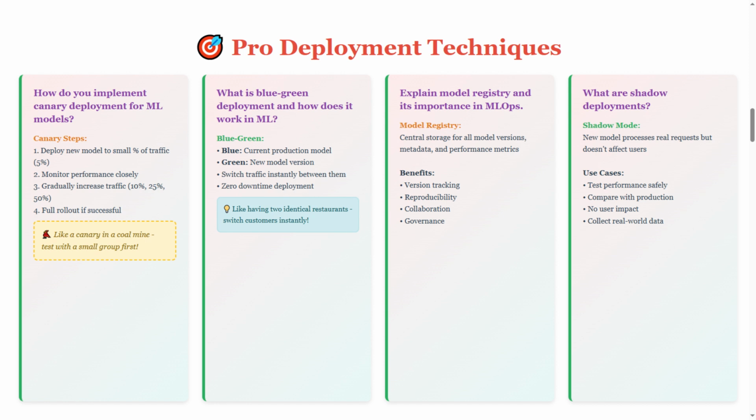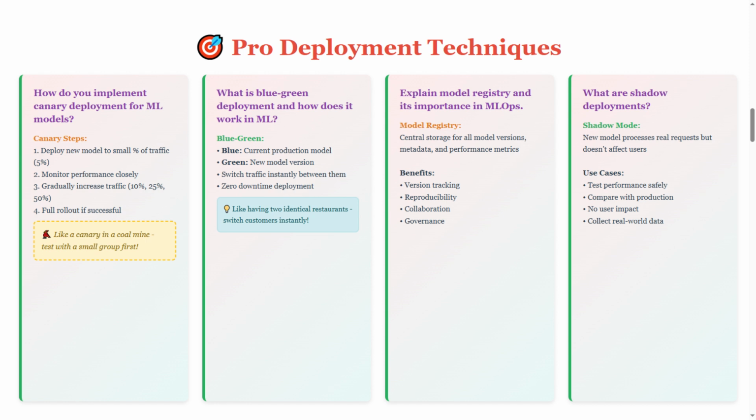Welcome to Pro Deployment Techniques, Advanced Moves for Deployment Masters. First question: how do you implement Canary deployment for ML models? The Canary steps are: deploy the new model to a small percentage of traffic like 5%. Monitor performance closely. Gradually increase traffic to 10%, 25%, then 50%.